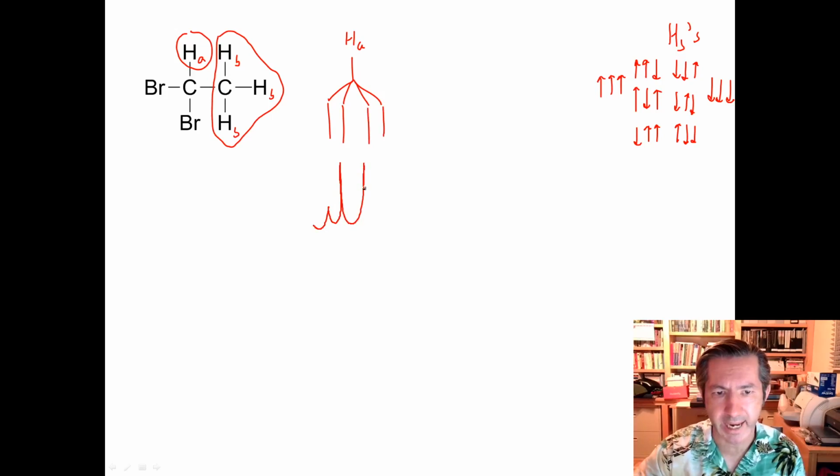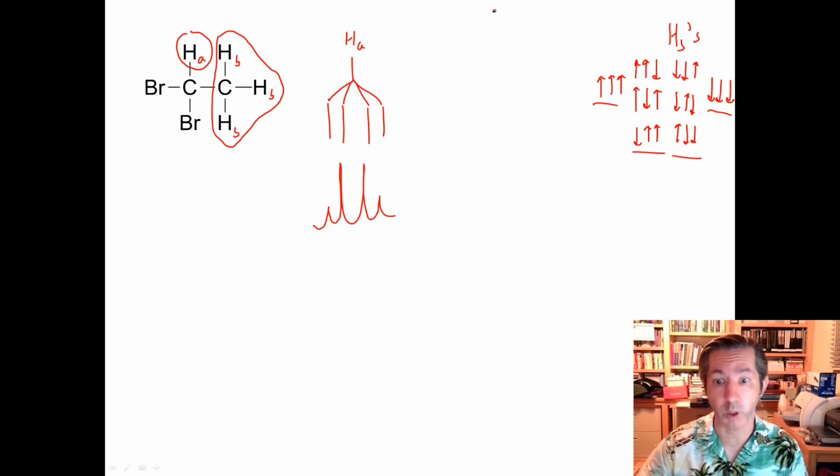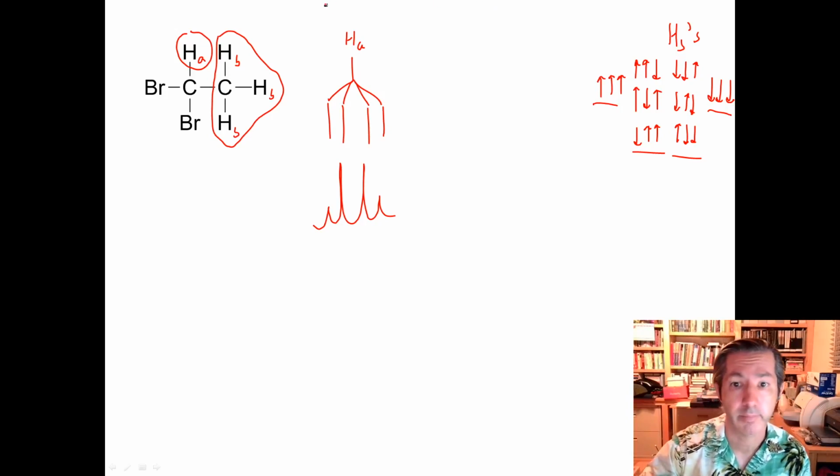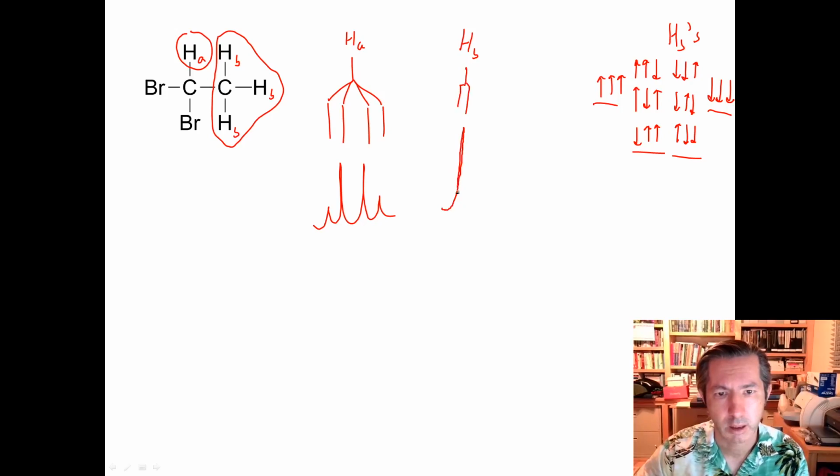And those peaks actually will have within them a 1:3 to 3:1 ratio, because there's one way to do this, 3 ways to do this, 3 ways to do this, 1 way to do this. There's only one way to have all three of them pointing down. There's only one way to have all three of them pointing up. HB, they still only have one guy living next door, so you're still going to see a doublet there.